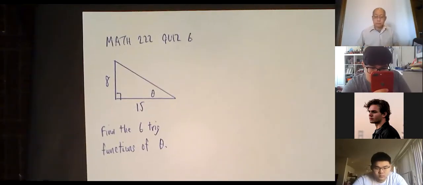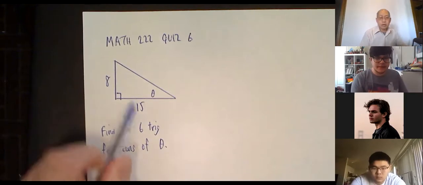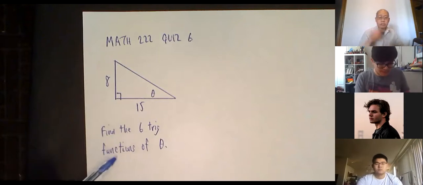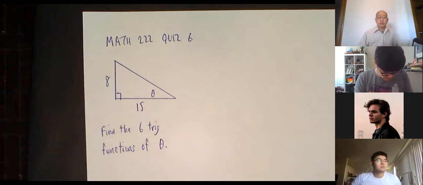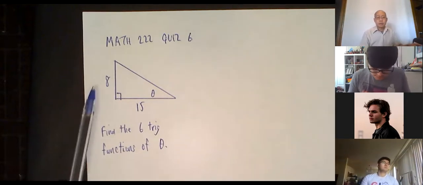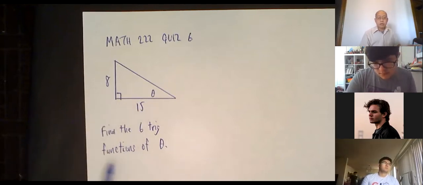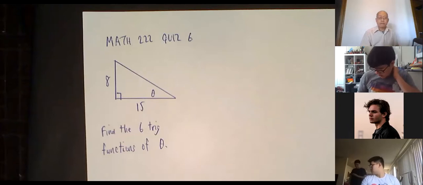All right, here we go. Hopefully fairly straightforward. One side is 8, one side is 15. Notice they don't give me the third side, but you can figure it out. And find the 6 trig functions of theta. So what is the sine, cosine, tangent, secant, cosecant, cotangent of this? Okay, so 8, 15, right angle, theta. Find the 6 trig functions of theta. So obviously you first have to find out this longest side. Once you have that, pretty straightforward.